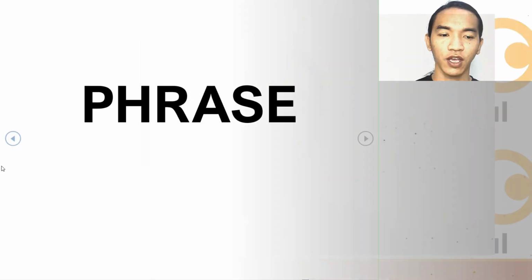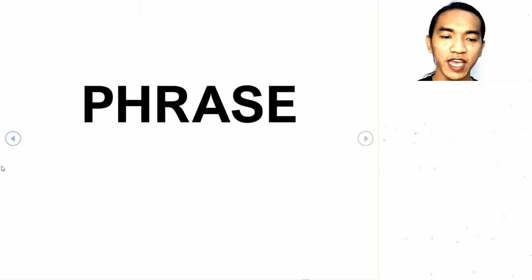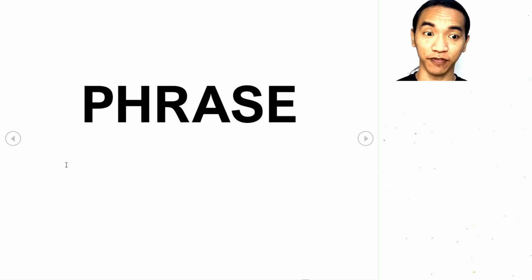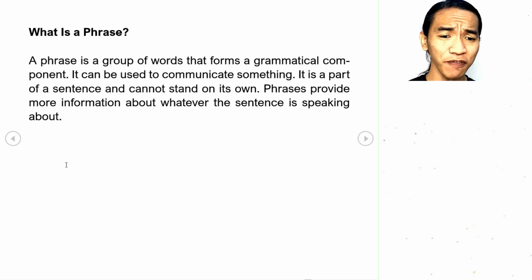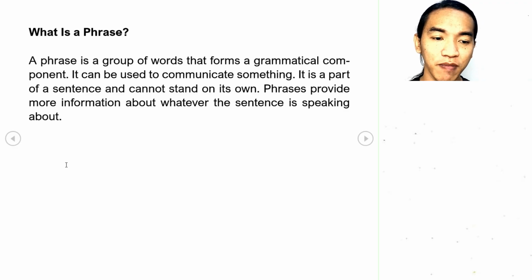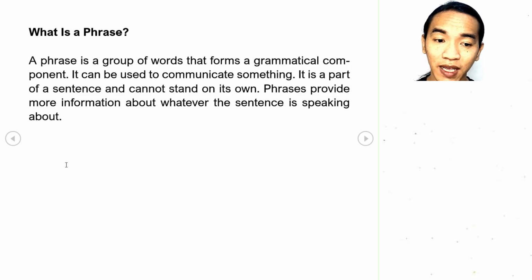Let's go. So for this lesson, we are going to talk about the phrase, okay? So for us to have a better understanding of this term, let's go ahead and define it first, okay? Now, what is a phrase? So a phrase is a group of words that forms a grammatical component. It can be used to communicate something. It is a part of the sentence and cannot stand on its own. Phrases provide more information about whatever the sentence is speaking about.